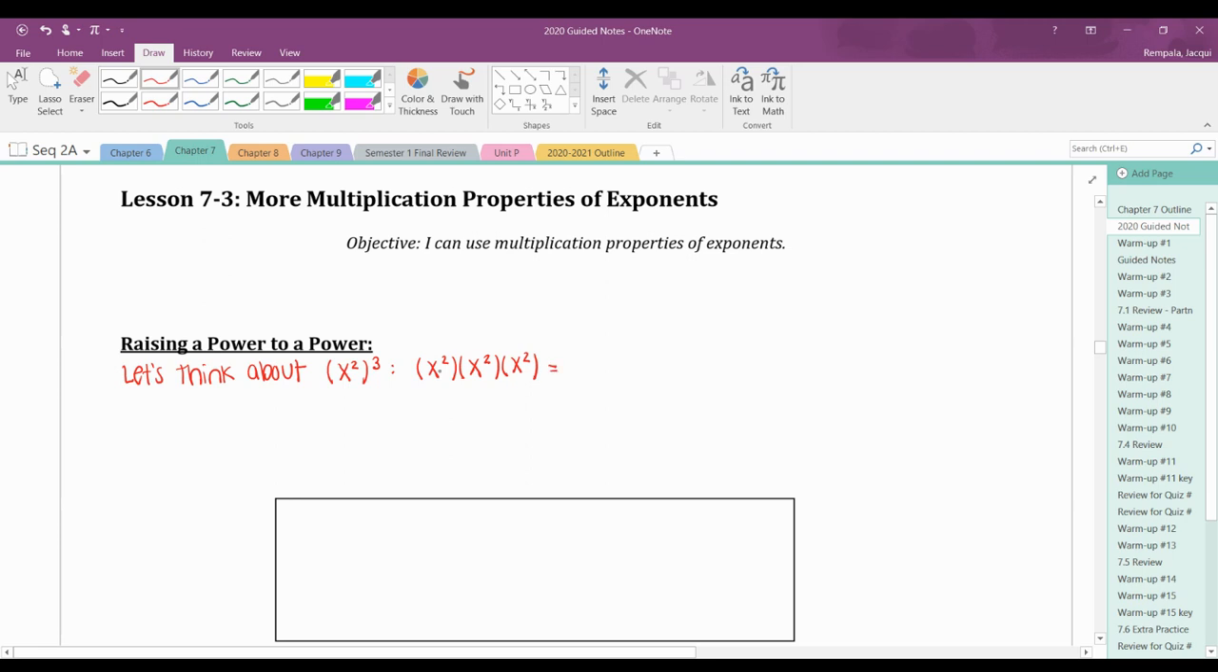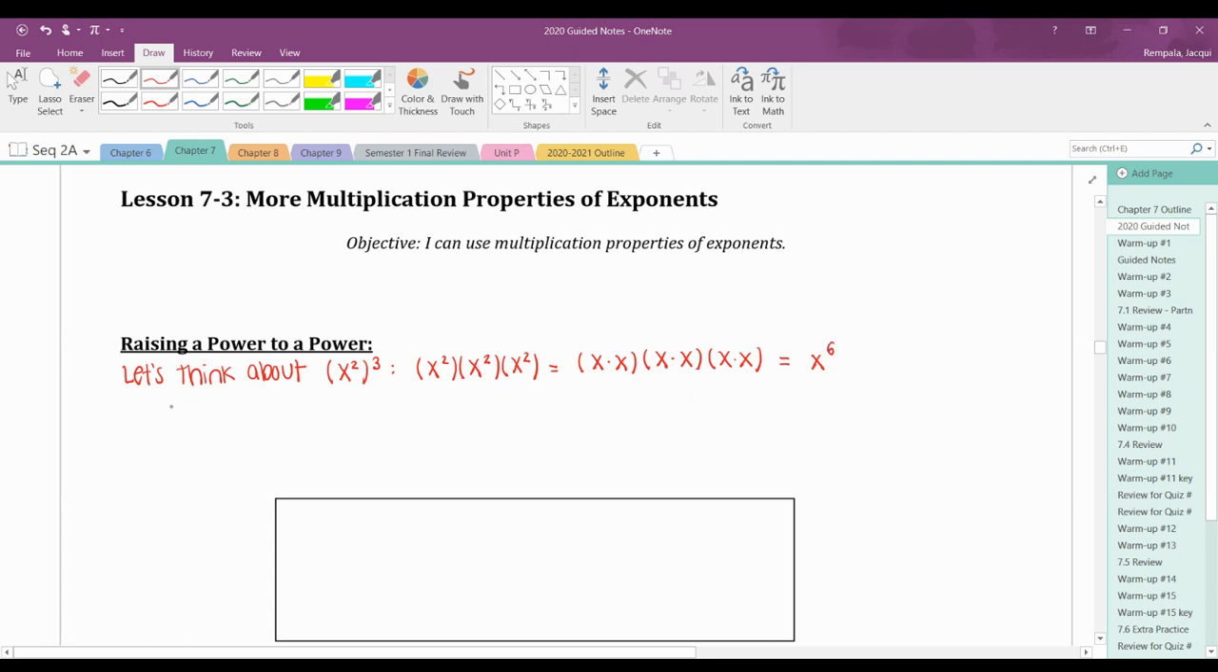And so because these are exponents of 2, that means that within each parenthesis, I should be seeing 2 x's. So essentially the first parenthesis will have x times x, then another x times x, then another x times x. Okay, well, let's count up how many x's we have. Notice that we've got 2 in each of them, and there's 3 different sets. 2 plus 2 plus 2 tells us that we would have then x to the 6th power.